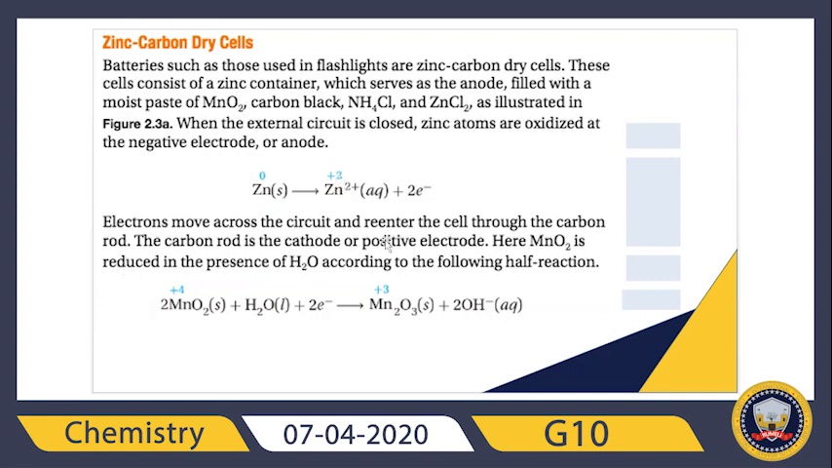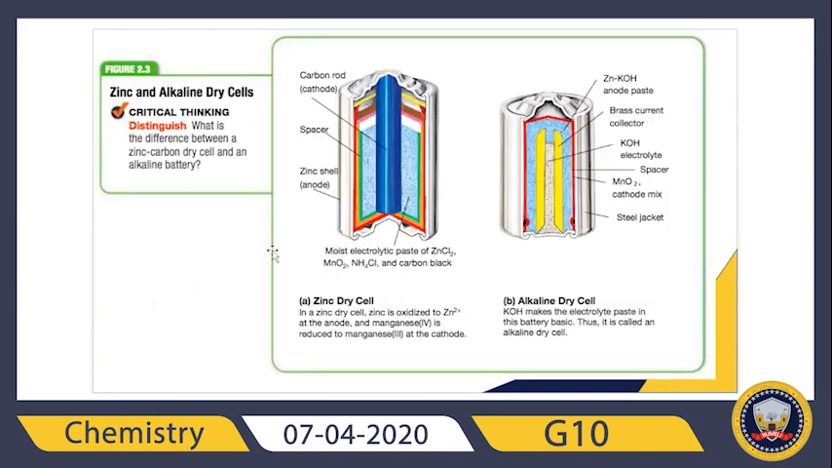Electrons move across the circuit and re-enter the cell through the carbon rod. The carbon rod is the cathode, or positive electrode. Here MnO2 is reduced, from +4 to +3. So the oxidation number has decreased in a reduction. You should know this. And this is figure 2.3a, the zinc dry cell. You can see the carbon rod, the cathode, and the zinc shell, which is the anode.